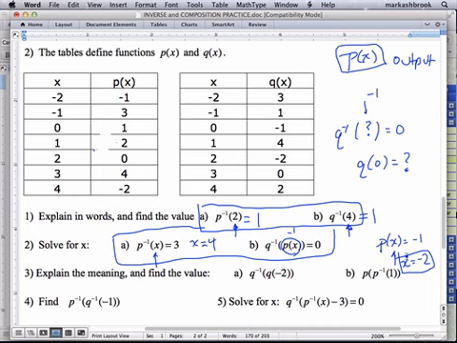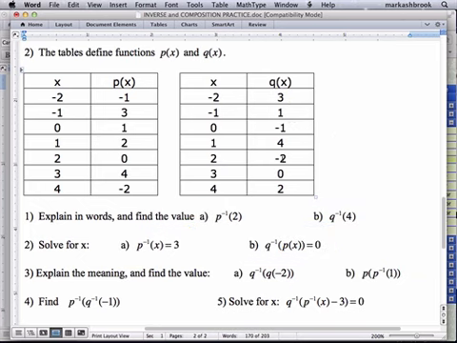Make sense? So here you just go, I'm doing A, so you go here, here. Nope. And then, no, that's not right. And then you'll go back here to get 1. No. P of minus 2, P inverse.